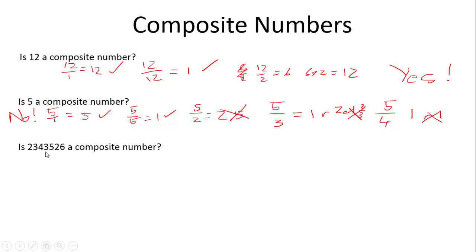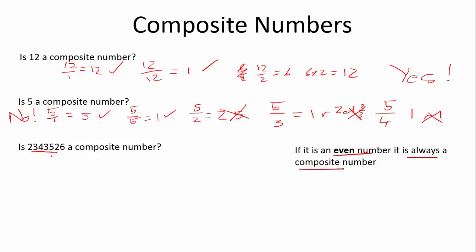Wow, is 2,343,526 a composite number? We're going to have to divide it by a huge amount of numbers to figure out if it is a composite number or not. But we've got a trick. If it is an even number, it is always a composite number. Right? So any even number is always a composite number. Why? Because we can divide that number by 2 and get ourselves an answer. So it means there's at least another divisible that is not 1 or the number itself. So this is, yes, it is a composite number.